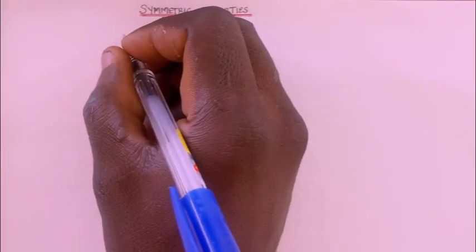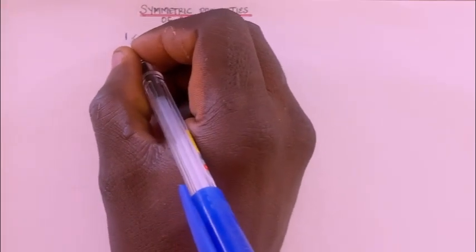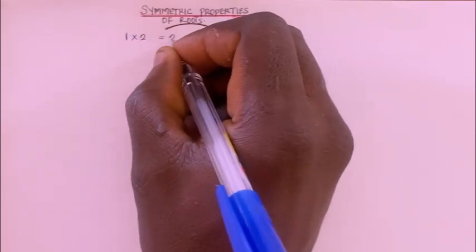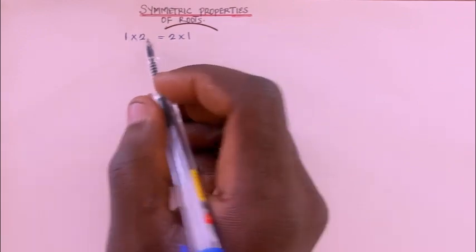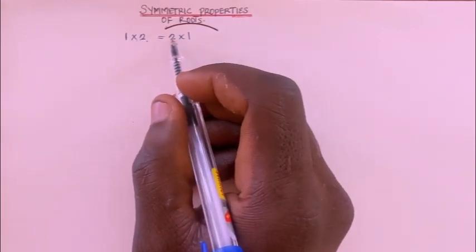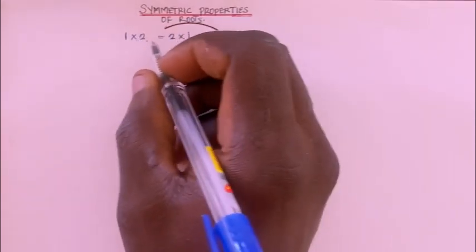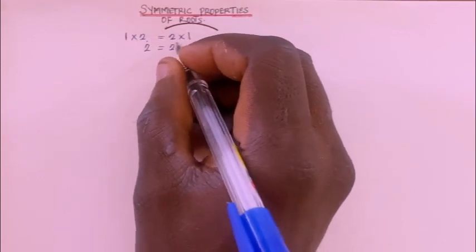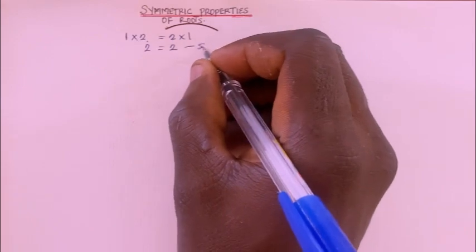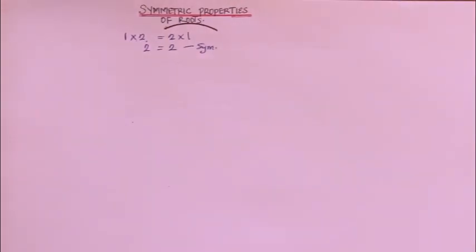Let me just say you have something like 1 multiplied by 2, which is equal to 2 multiplied by 1. You look at this, it is 1 multiplying 2. Then here on this side, we have 2 multiplying 1. Then this is going to arrive at the same answer, which is 2, which is equal to also 2. So in this case, this is symmetric, right?